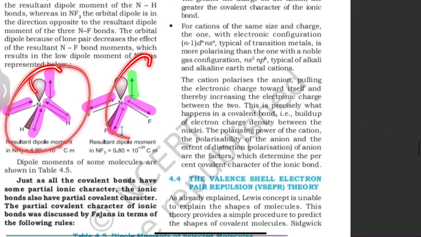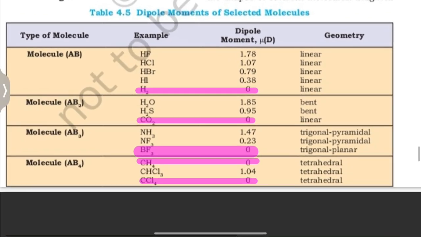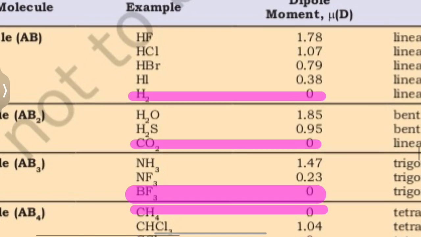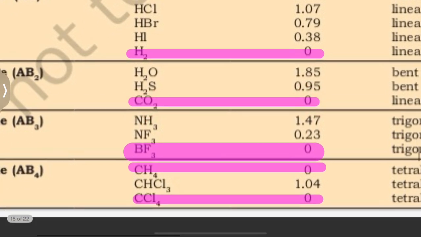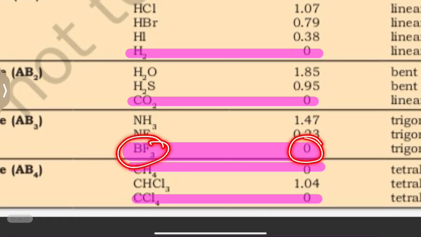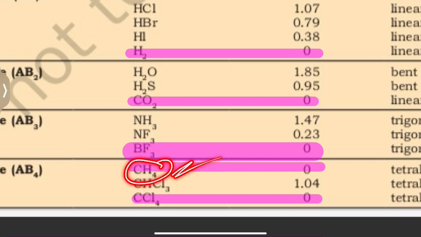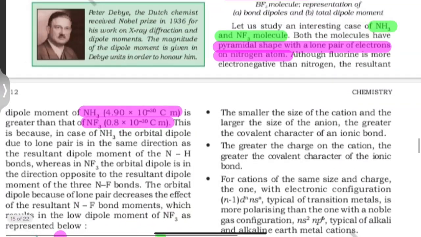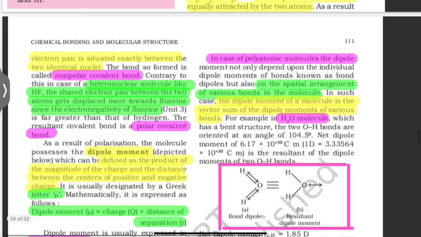So this is what is given, and finally they have given this table in the NCERT textbook. Here you can see H2, homonuclear, same kind of atoms, dipole moment will be 0. Carbon dioxide is a linear molecule, dipole moment is 0. BF3 has symmetry, therefore dipole moment is 0. CH4 is tetrahedral, bond angles are the same, dipole moment is 0. CCl4 is also tetrahedral, dipole moment will be equal to 0. So only remember which have dipole moment 0. This much you have to know from the table, as given in the NCERT textbook.